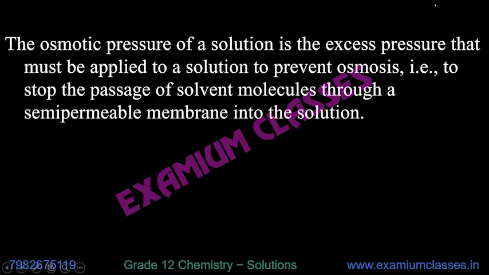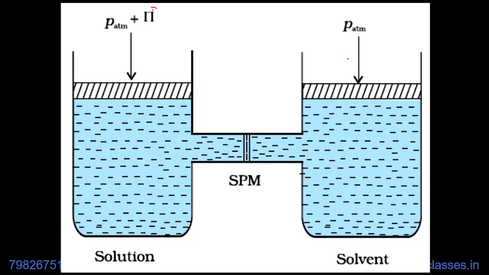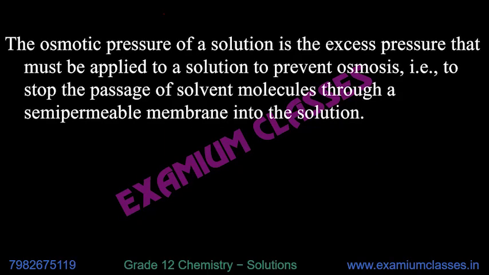So the osmotic pressure of the solution is the excess pressure. Excess pressure means greater than 1 atm. This is the additional pressure you are applying that must be applied to a solution. We had applied it to the solution side to prevent or stop osmosis, to stop the passage of solvent molecules through a semi-permeable membrane into the solution.